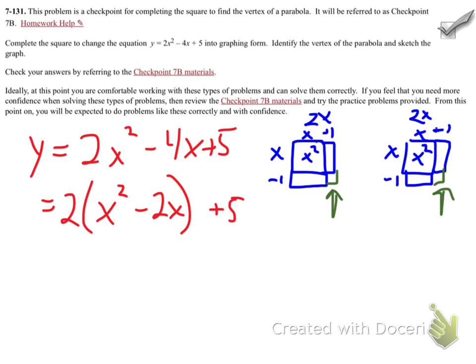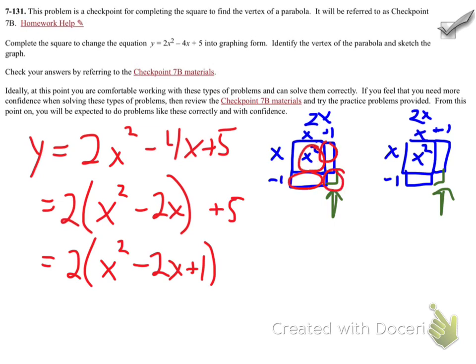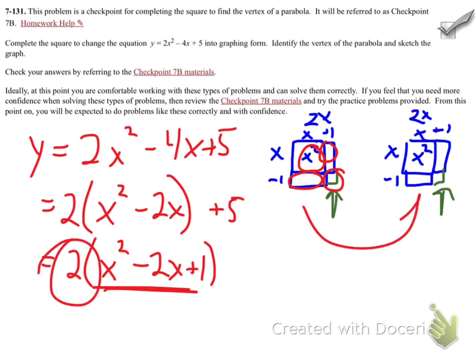So again, algebraically, my next step would be this. I have 2 sets of squares that are x squared minus 2x plus 1. So an x squared, 2 x's, and plus 1. That's where I get this. And I have 2 sets of them. That's why I have those right there.